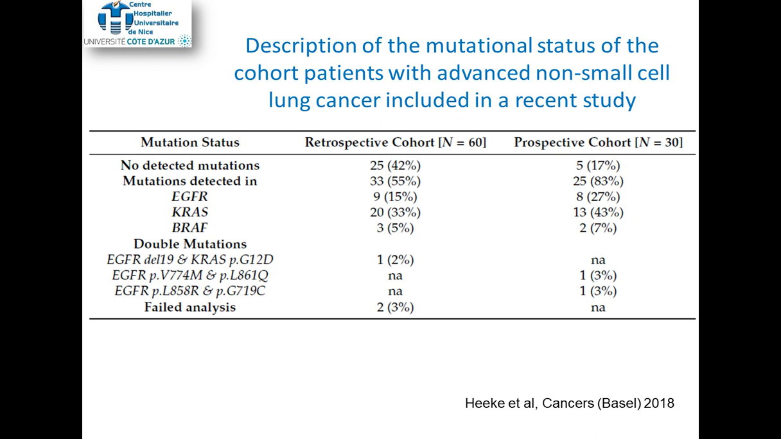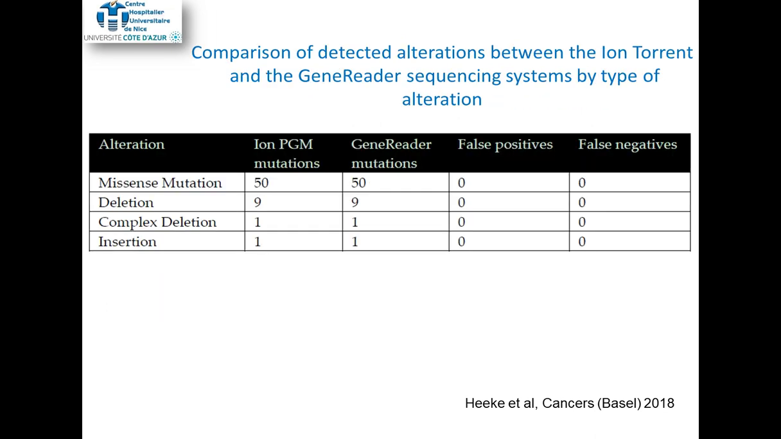Here is a description of the mutational status of the 90 patients with advanced non-small cell lung cancer included in our study. We had a slight enrichment of the EGFR mutation in the prospective cohort, probably due to a higher selection in a non-smoker population.